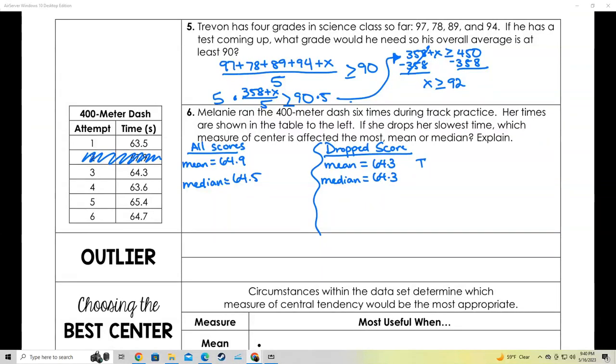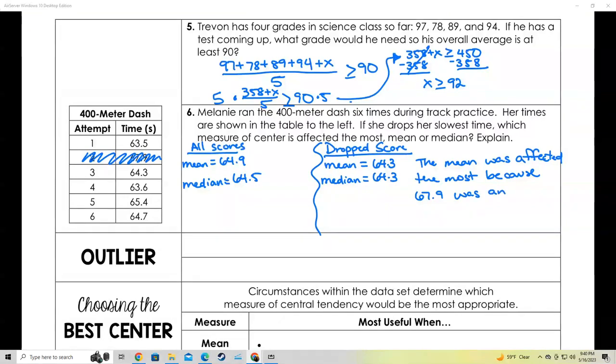So I would say the mean was affected the most. Sorry, that should be affected, not effected. Because that 67.9 was an outlier.